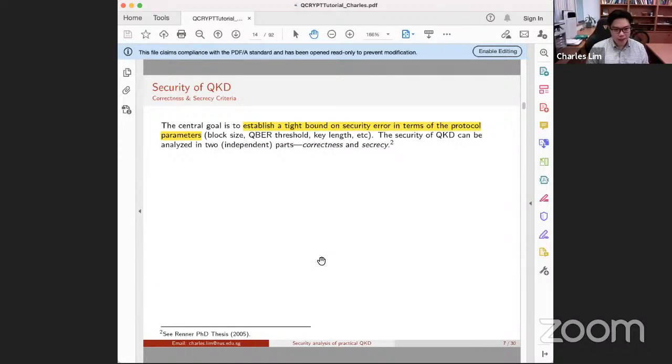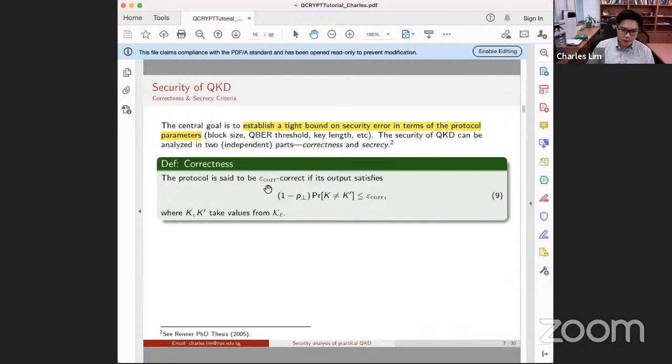So the whole point of finite key analysis, or rather one facet of it, is that we would like to establish tight security bounds, or a tight bound on the security error in terms of the security parameter. So in a way, once you define what the protocol is in terms of its block size, its tolerated error rate, and the various parameters that you could enforce from your side, then you would like to say what the security of the protocol is using the criterion we just described above. In this case, you can analyze the security of QKD using two independent parts. One is the correctness. We already mentioned before that we like the two keys to be identical at the end of the day, and this correctness quantifies how likely the two keys would be different. This is typically referred to as the correctness criterion.